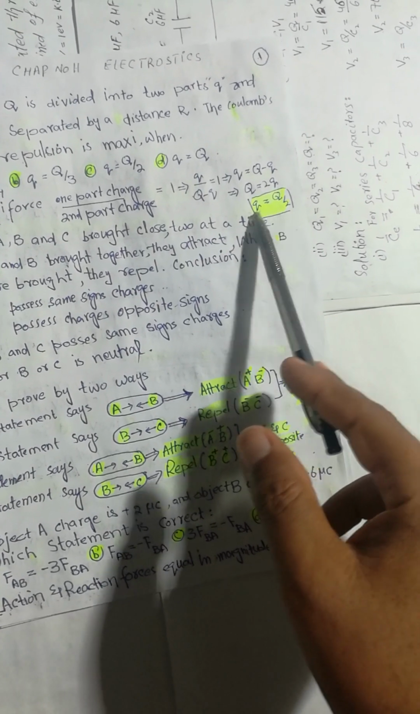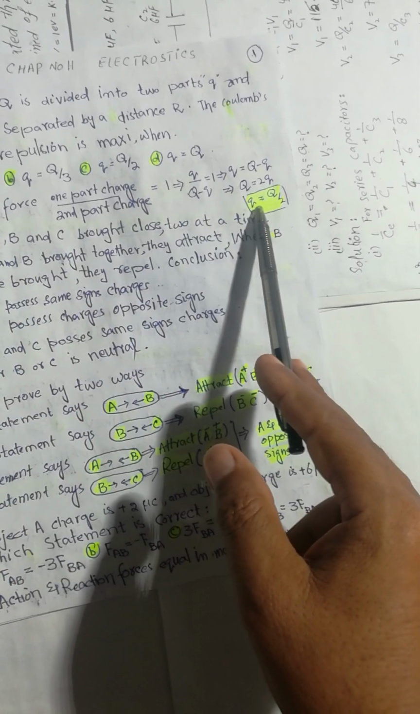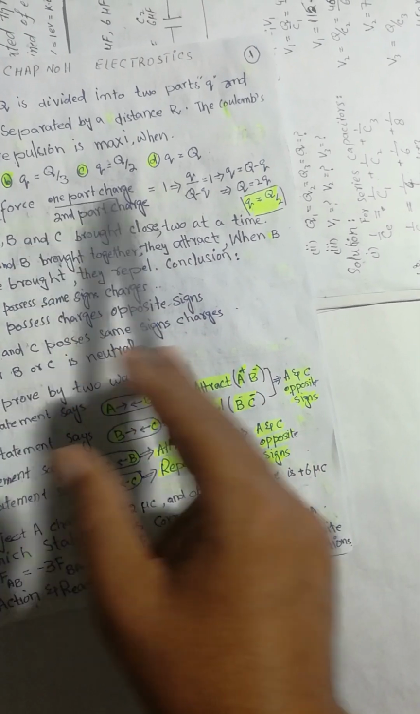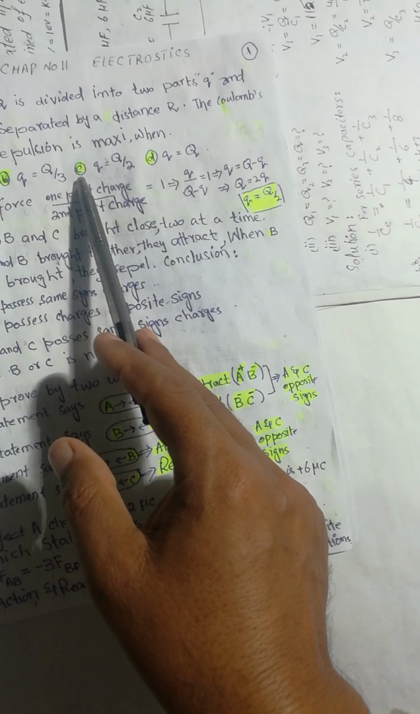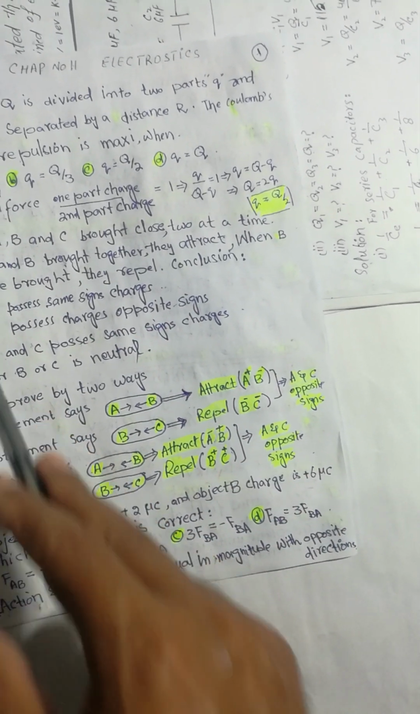This option is the correct one, and now we will check whether this option exists in the given options or is absent. So this option is option number C. Thus option number C is correct. Now let us come to the second objective.